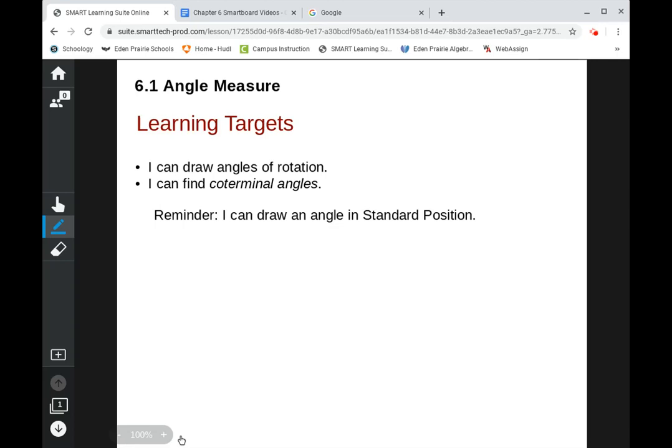Okay, so in 6.1, we will talk about angle measures. The learning targets are: I can draw angles of rotation and I can find coterminal angles. Just as a reminder, I want you guys to remember about an angle in standard position. We'll get to that.